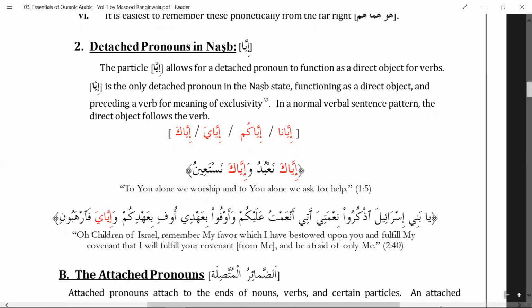In a normal verbal sentence pattern, when you have a sentence in Arabic where you have a verb involved, an action involved, the pattern is that you will have the verb, and after that you will have the object of the verb, which is the thing on which the action is being done. So you will have the action and then the acted upon after that, which is a normal pattern. But if you see here, iyaka is first, na'budu is the action which is coming afterwards. So this gives the meaning of exclusiveness, exclusivity, that only you.